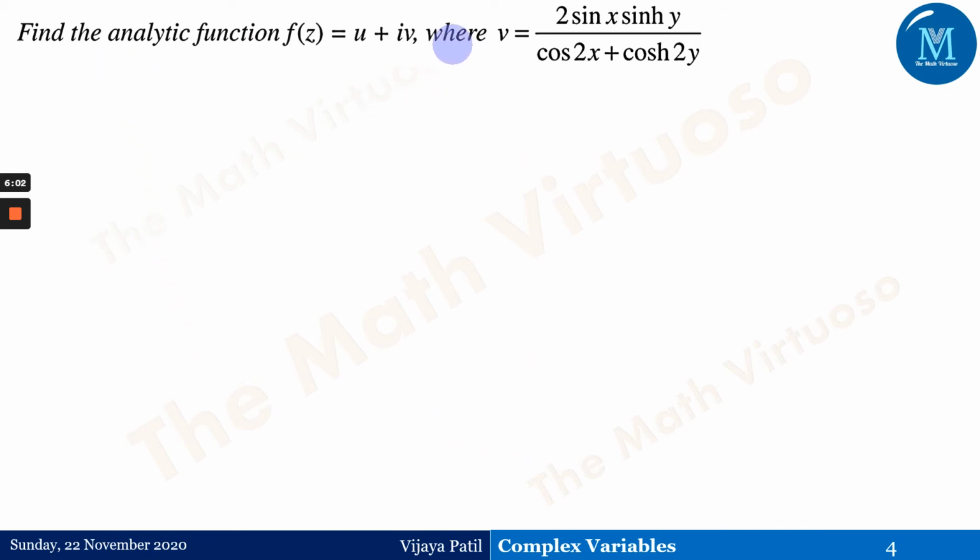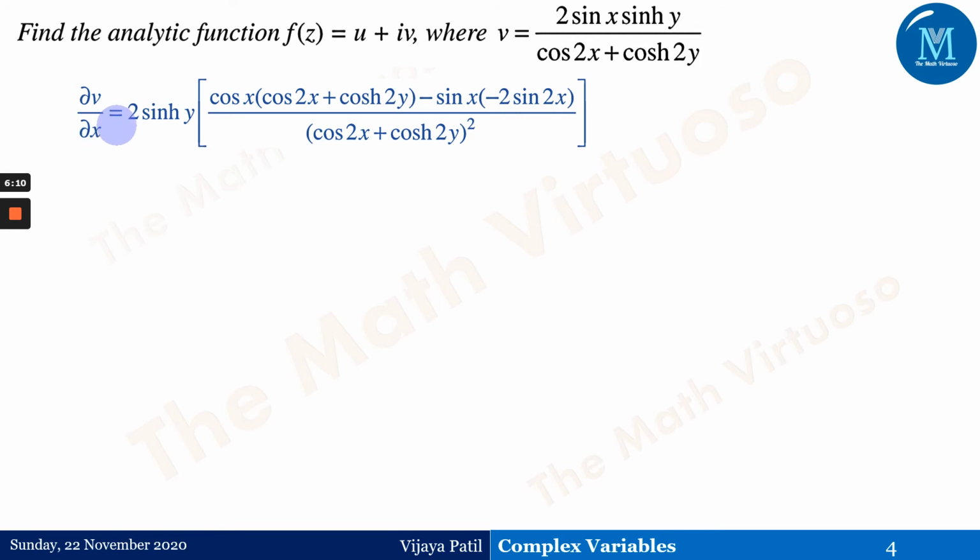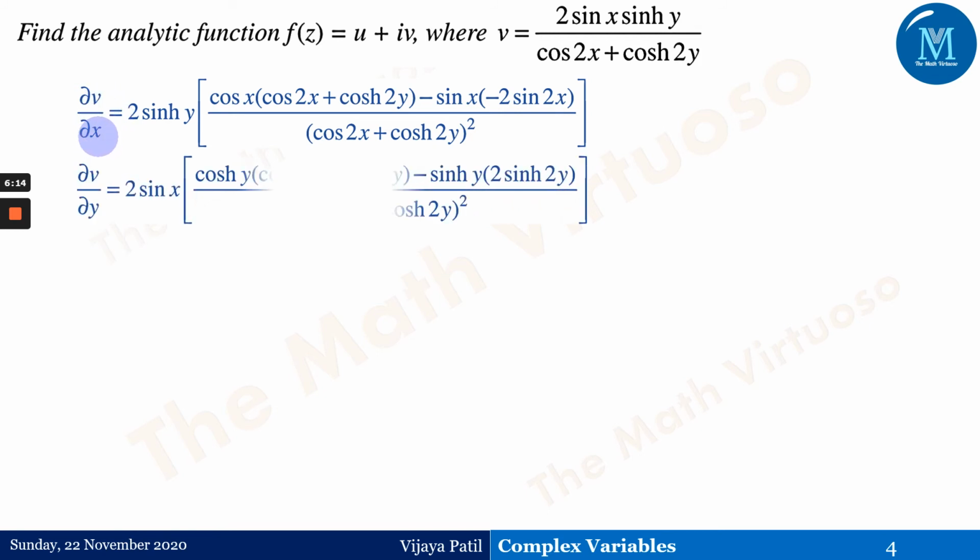And then the next question is: I need to find out f of z, u plus iv, where v has been given to us as this. Now again, differentiating v with respect to x, and differentiating v with respect to y. If you observe here, they are very simple functions. It's the u by v rule, which I have already covered. Please follow the I button to get help on the u by v rule here.